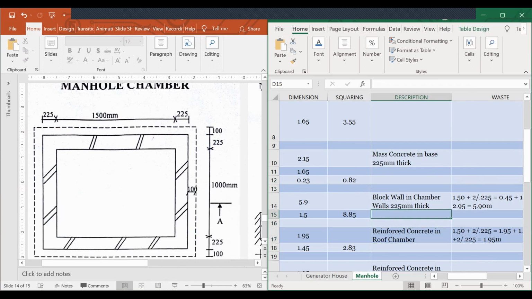Please, can you share the picture for this manhole? Can someone please assist me in doing that? I can't hear you. First, for the block wall chamber, how did you get 1.65? 1.65 is 100 plus 225 plus 100 plus 225 plus 100. The line is breaking.